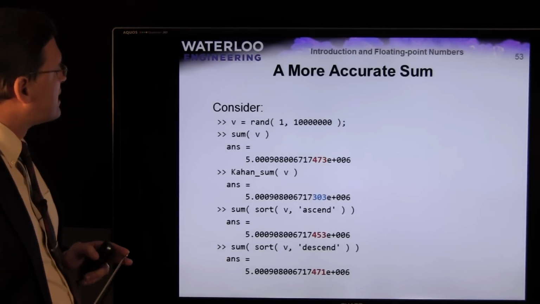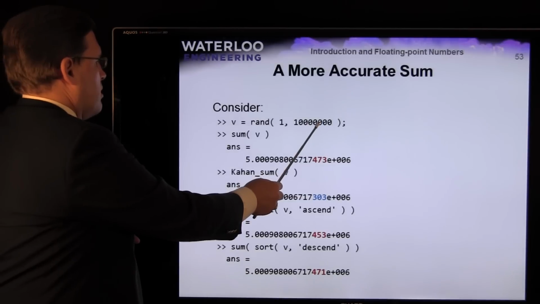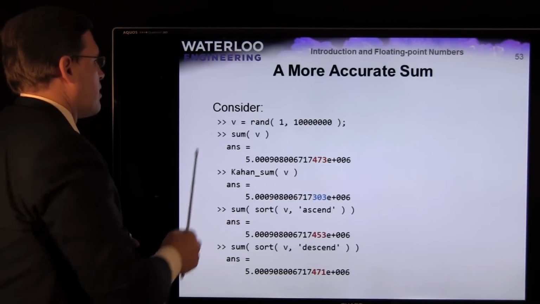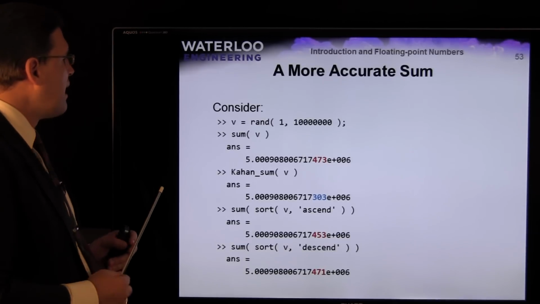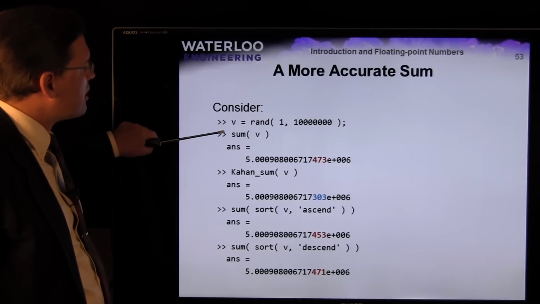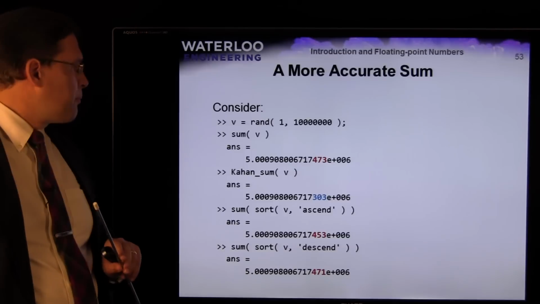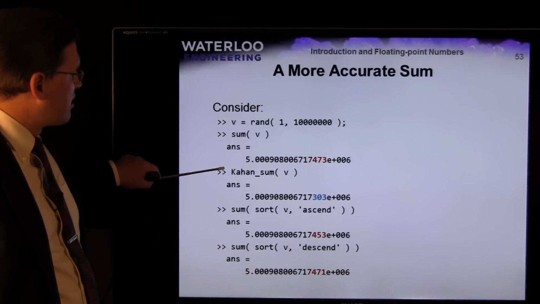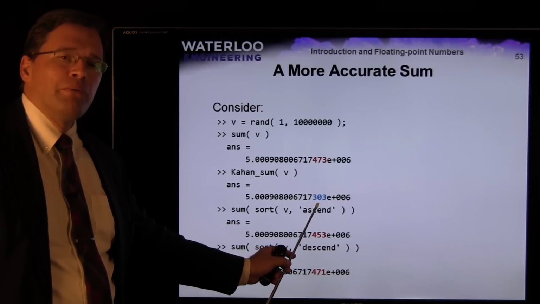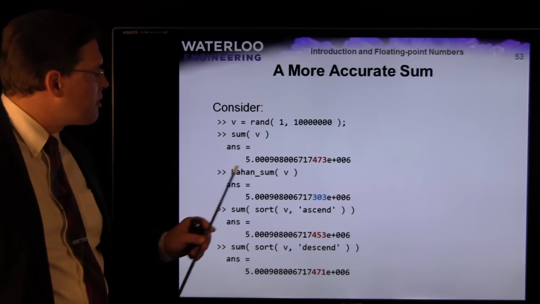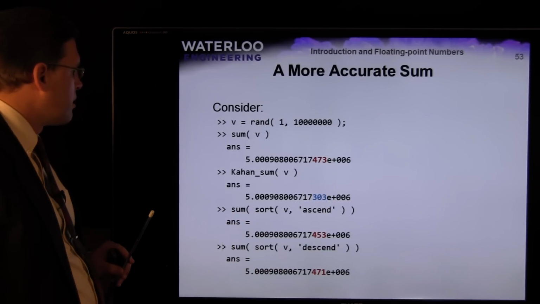But what's really nice is if I compute 10 million random numbers between 0 and 1, and now I calculate what's the sum of these. Well, I get some value. If I ask Kahan, how would you sum these values? Well, I get a different value. Only the last few digits differ, but I get a different value.